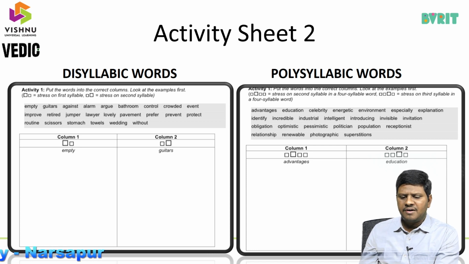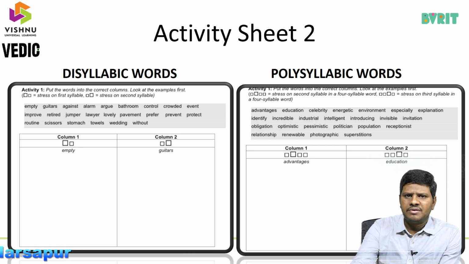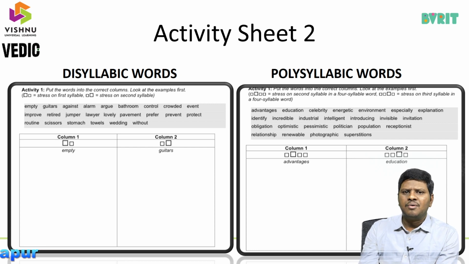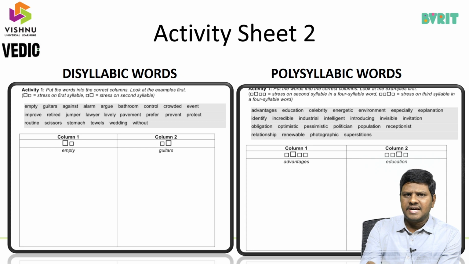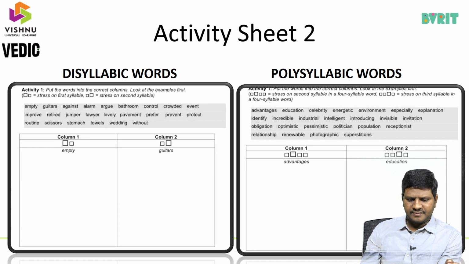Okay, and polysyllabic words also the same, and when they want to bring up according to the rules, then they have to identify, and here we have given a list of words, then they have to select which word takes which syllable as a stress. Okay, if the word has a second syllable as a stress and a third syllable as a stress, then they have to keep it here in column number 1 and column number 2.